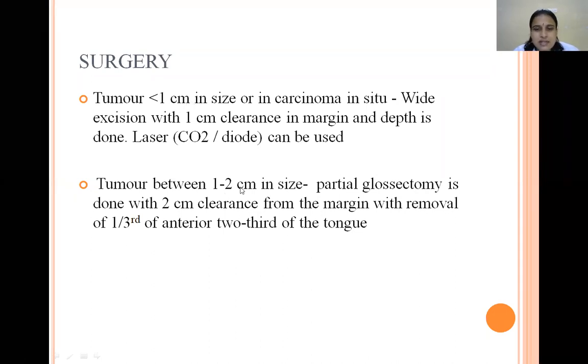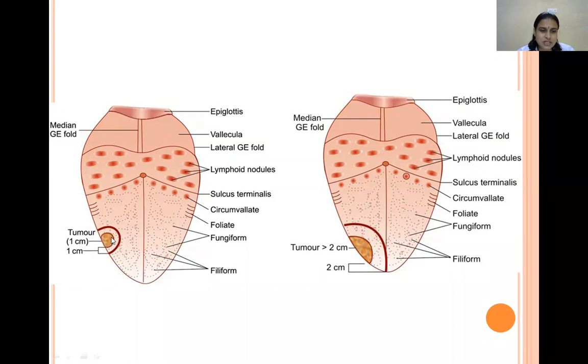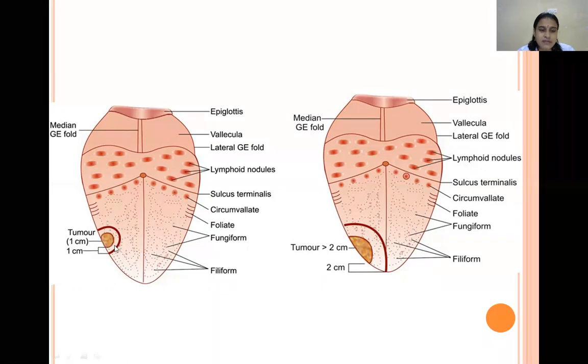If it is 1 to 2 centimeters, we will have to go for partial resection, that is excision of the tumor along with the involved part of the tongue. Here, you need to have 2 centimeter clearance from the margin of the lesion, both in size and depth. This is done on the anterior 2/3. So, for a tumor less than 1 centimeter, simple wide excision of the tumor and primary closure, after ensuring at least 1 centimeter clearance. This is important. 1 centimeter clearance is enough in a smaller tumor.